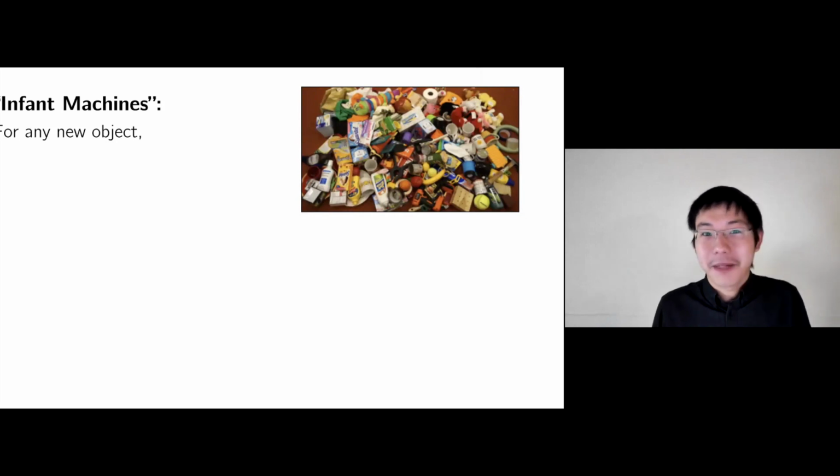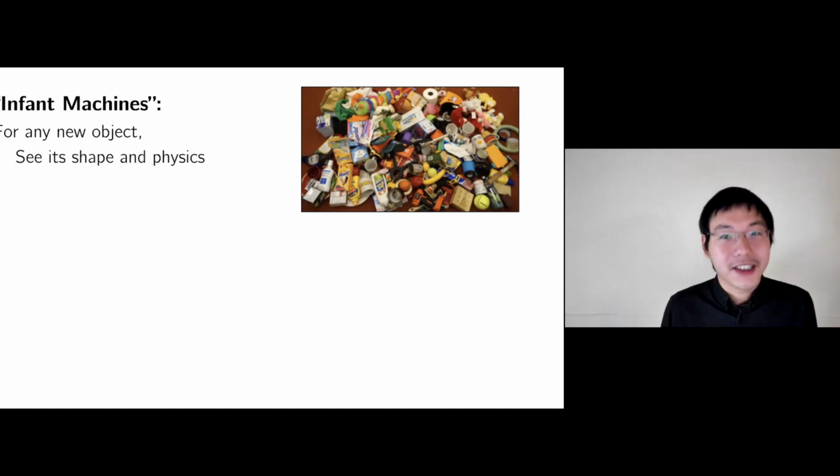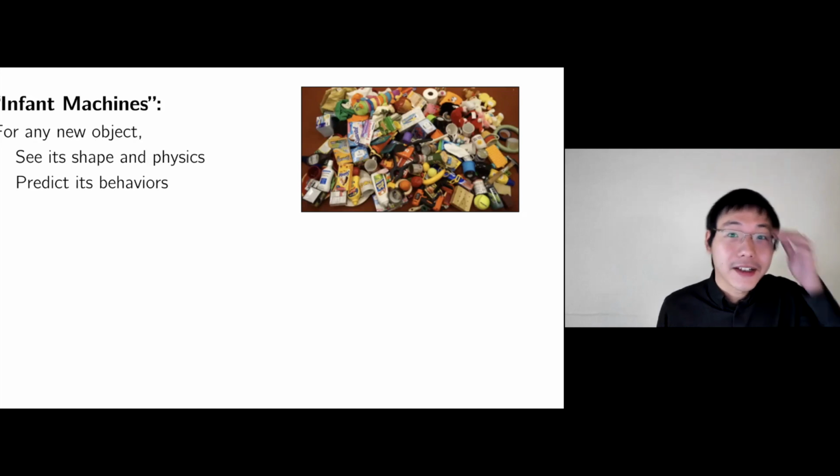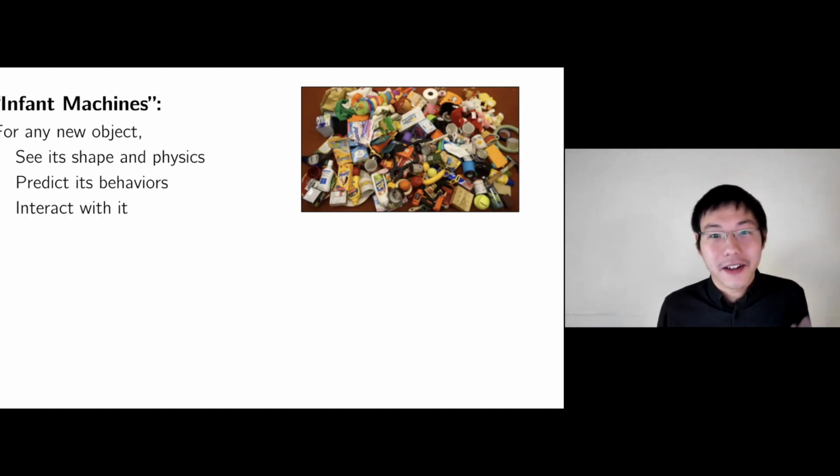Many of them we may be familiar with. Many of them we, as adults, have even never seen. But for infants, they're essentially the same, right? Every object is new, but for any of these new objects, they're able to see its shape and physics, predict what will happen if they interact with them, and to interact with it. So this is the goal of our machines, that we can actually build infant machines like this with these abilities.